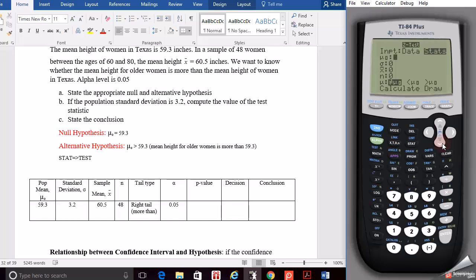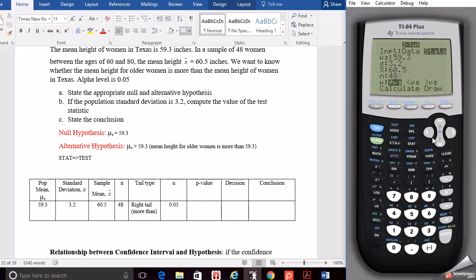The mu zero is 59.3. Enter. The standard deviation of the population is 3.2. The sample mean is 60.5. The sample size is 48.